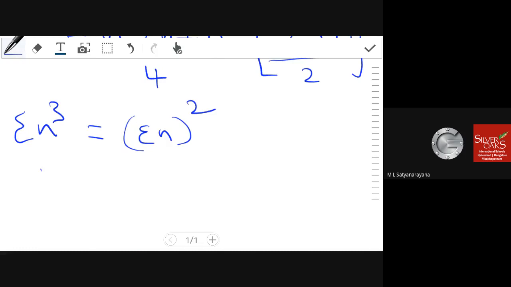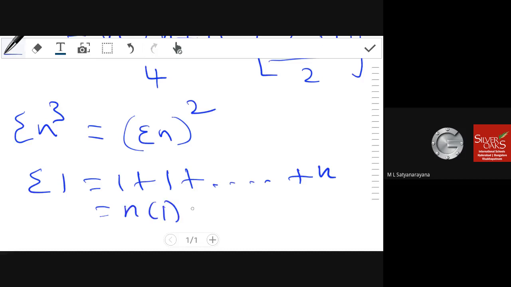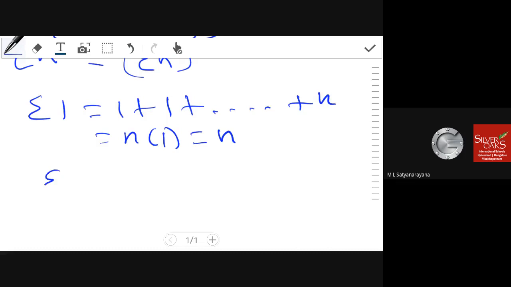Suppose somebody asks you what is sigma 1. Sigma 1 is 1 plus 1, the meaning is 1 plus 1 up to n times. And that will be what? 1 plus 1 plus 1 up to n times will be what? 1 plus 1 is 2. 1 plus 1 plus 1 is 3. 3 into 1. Similarly, n times, so it is n into 1. That is n. So sigma 1 is n. Remember, sigma 1 is n. Please note it down.